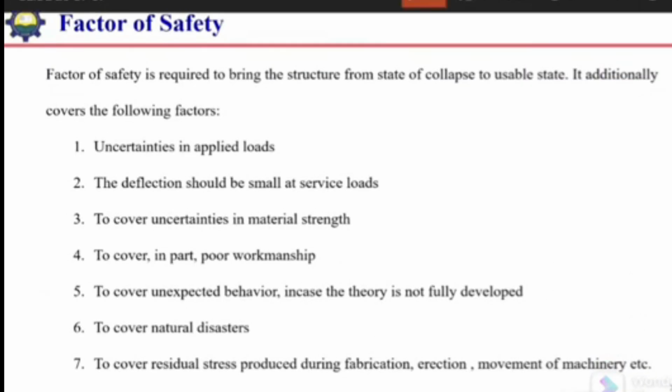So next is factor of safety. What is factor of safety? The factor of safety is required to bring a structure from a state of collapse to a usable state.